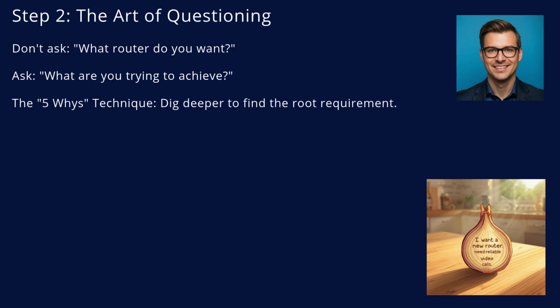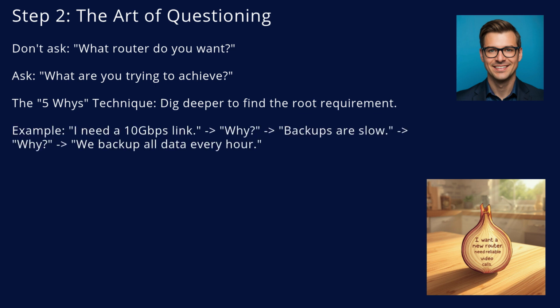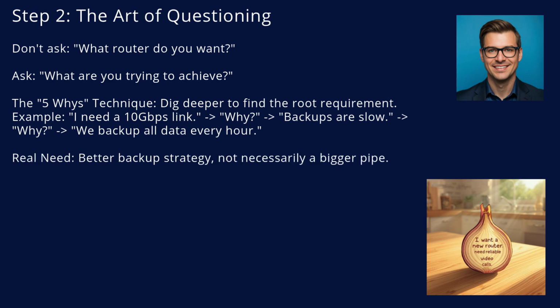I use a technique called the 5 whys. If a stakeholder says, I need a 10 gigabit link, ask, why? They might say, because backups are too slow. Ask, why, again. Because we back up the entire server every hour. Now you have found the root cause. The solution might not be a bigger pipe, it might be a smarter backup strategy. By digging deeper, you save money and solve the real problem.